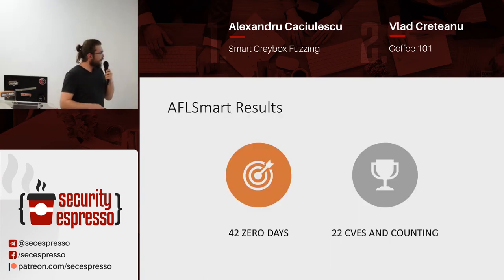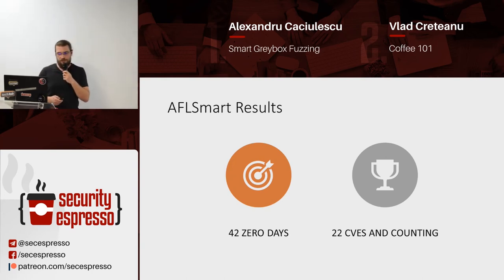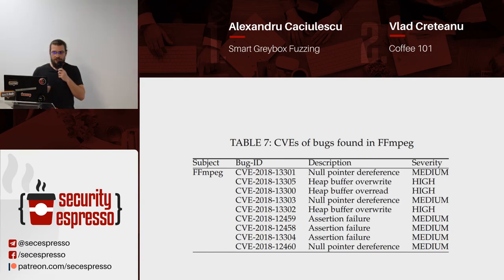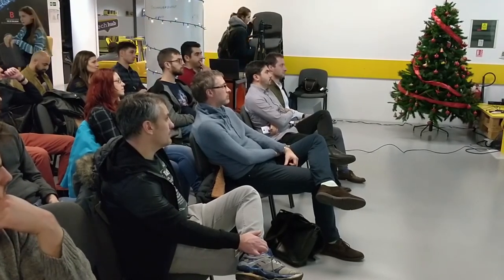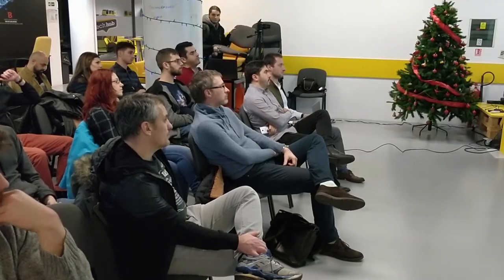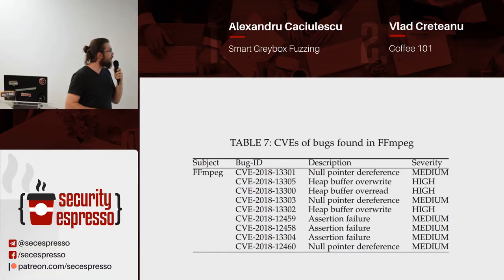Now, what results do we have with this tool? We have more than 42 zero days and 22 CVEs and counting, which is quite nice, I would say. And here's, for example, a list of the CVEs we had with FFmpeg. We had quite a few successes with this, including three high severity targets, which, at the point when we found them, you could use to do a lot of denial of service across the internet.